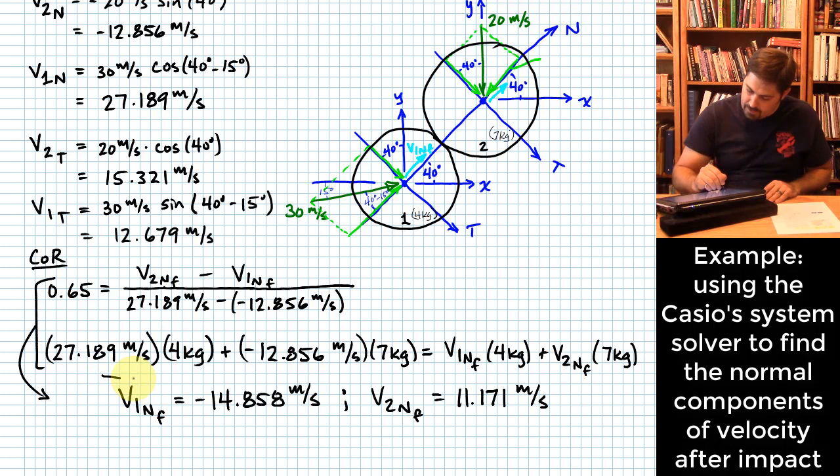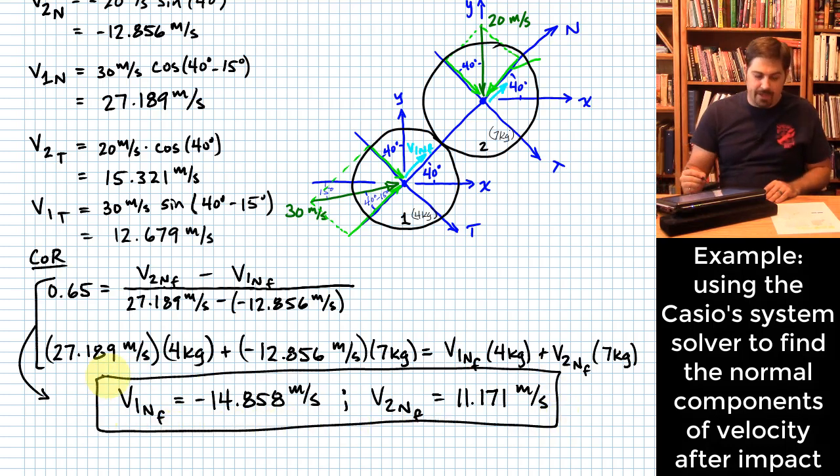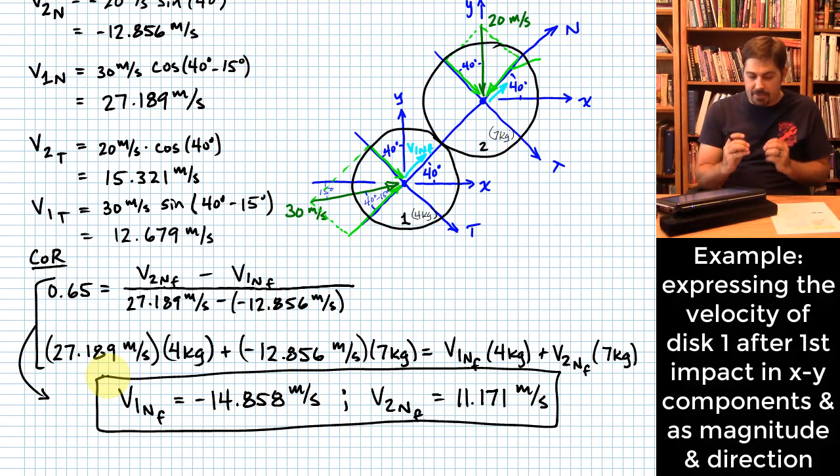Okay? All right. This I don't believe is what we actually asked for, though, because what we actually asked for was the velocities of disks 1 and 2 immediately after the first impact. This gives us some of it, but probably what we're interested in is doing something either in x and y components or maybe in magnitude and direction. So let's go ahead and get this answer.